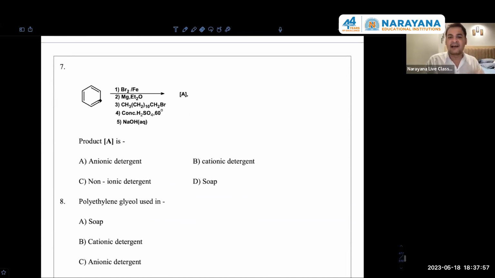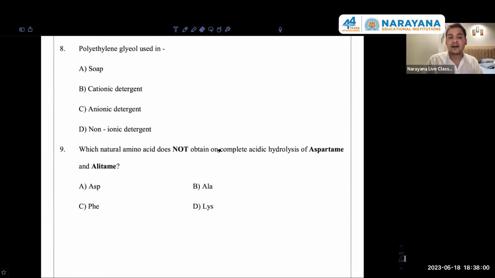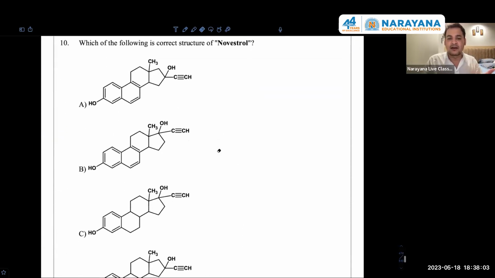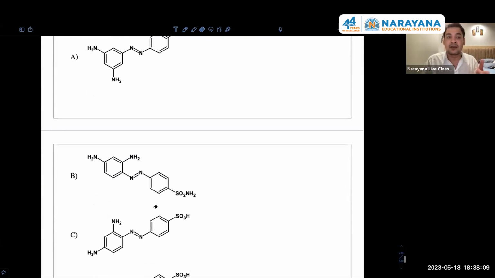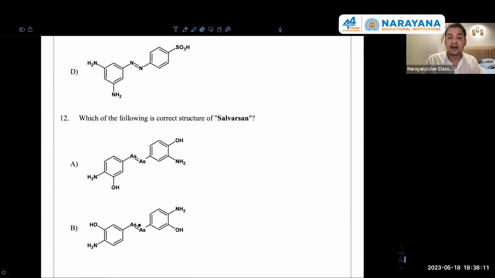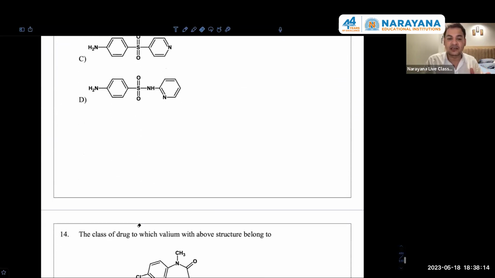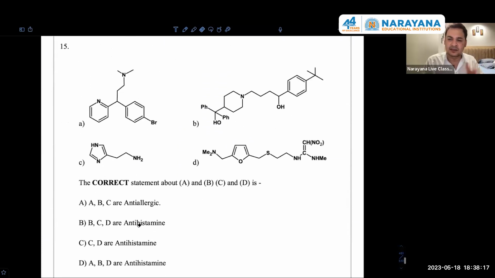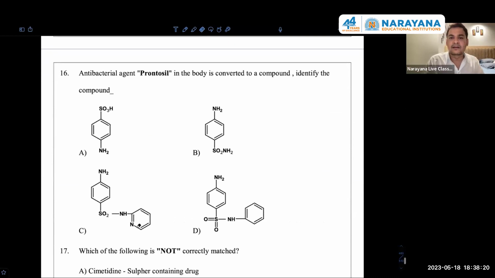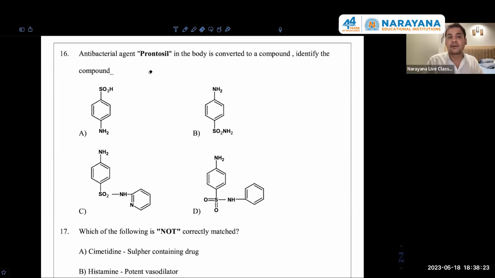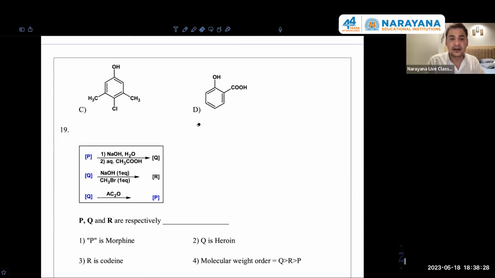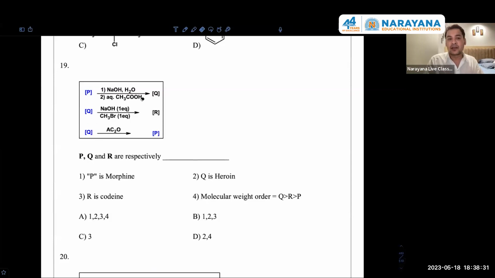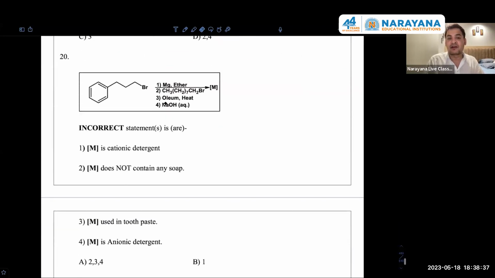Same like that, I have prepared detergents, and many questions like novestrol, where I ask the structure just to confuse the students. I have asked the Prontosil structure, and in the same manner Salvarsan. This is easy only. Then Prontosil in the body, identify the compound. Then prostaglandin, with PQR and the reagent. Then I am asking morphine, heroin, and codeine.